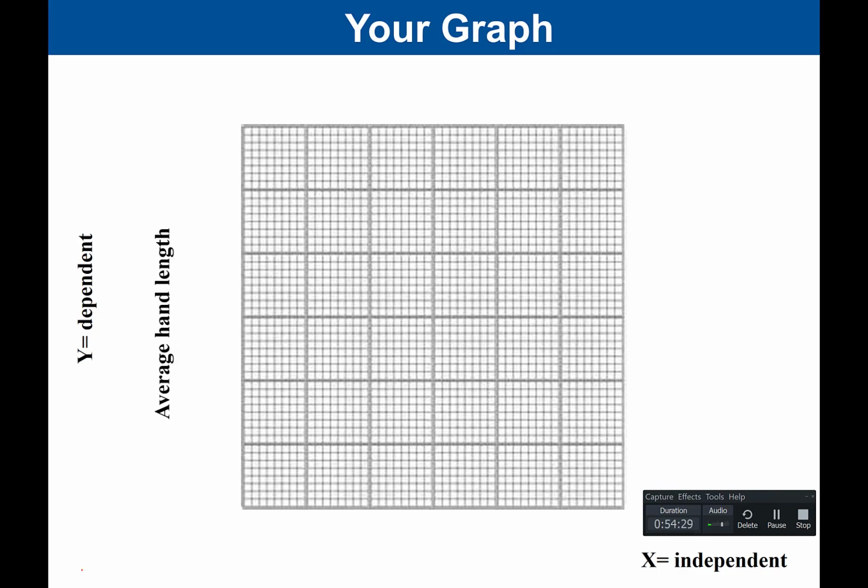So we have our average hand length. Notice there's something missing though. What is missing from that label for the axis? Answer, units. Centimeters. The hand lengths were measured in centimeters. On the x-axis, we're going to put male and female, and we're going to have gender.